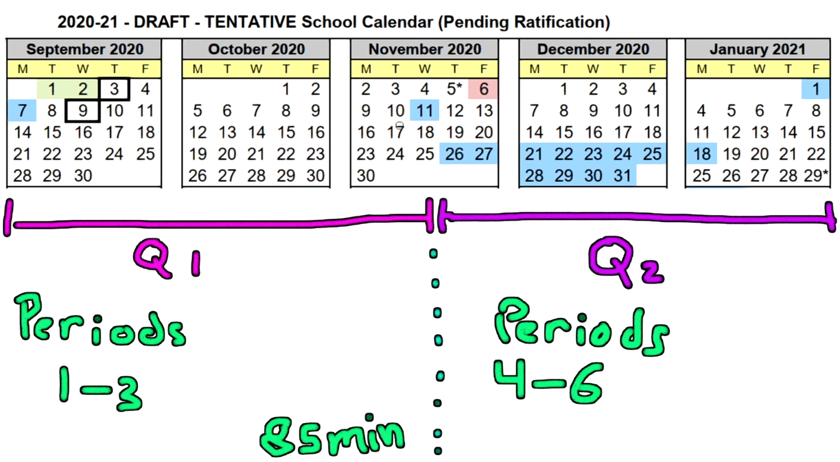Maybe it's the 6th. And then obviously quarter 2 is going to run from November 9th all the way through January 29th. So you can see it's still 8 weeks. Obvious, maybe not as obvious, but the blue just represents no school, like Thanksgiving break, etc. But nonetheless, you can see quarter 2 now is going to be periods 4 through 6. It's still going to be 85 minutes long. Just showing you the big picture on how we went from a semester to a quarter system.